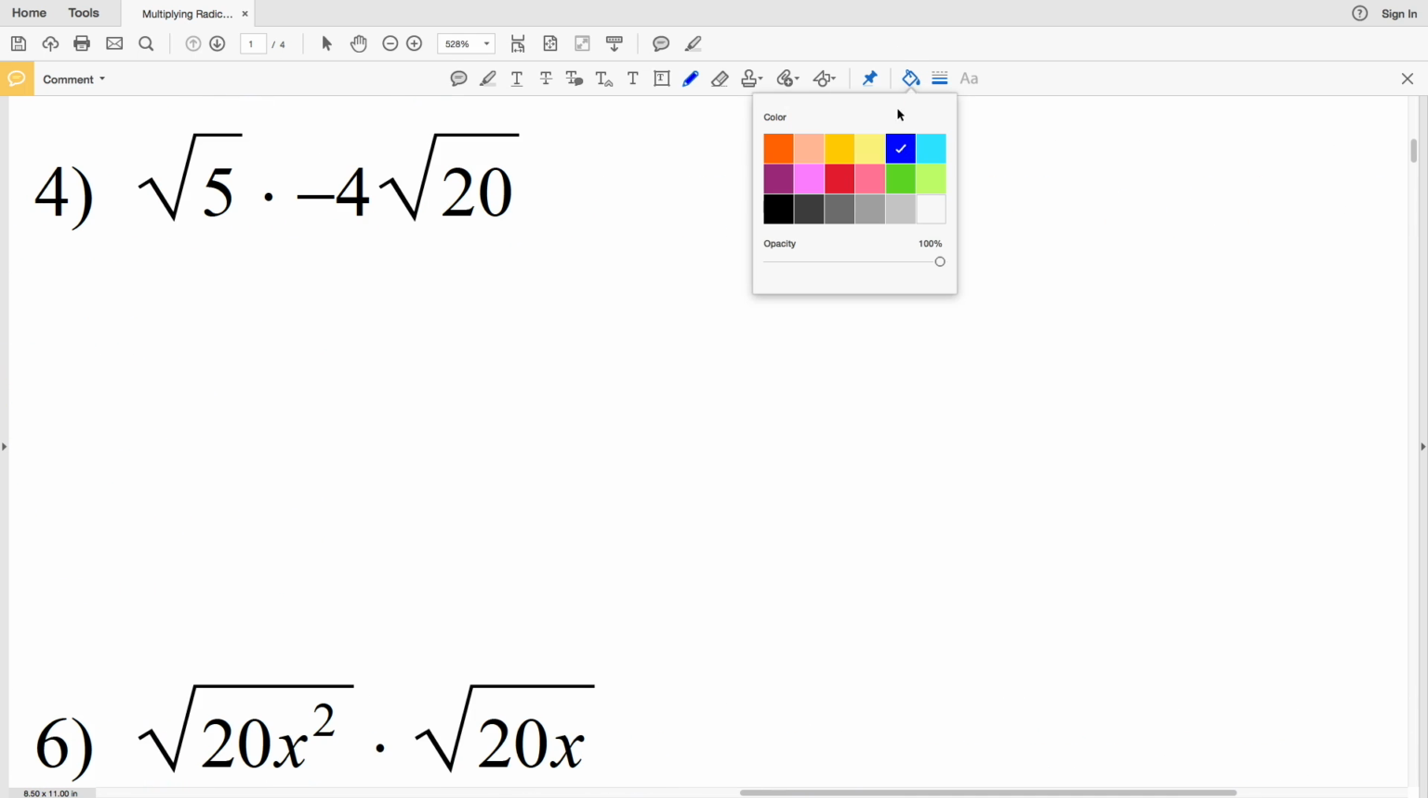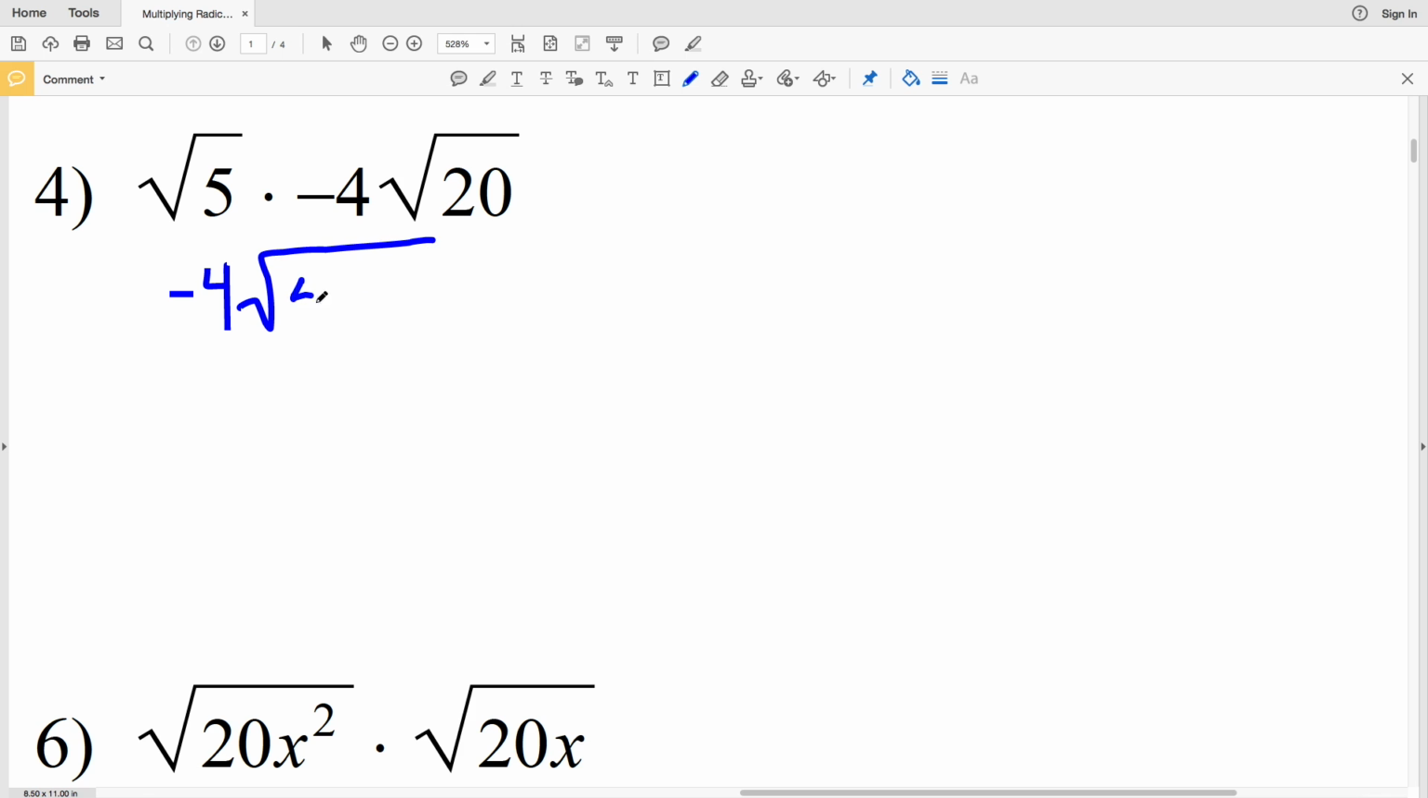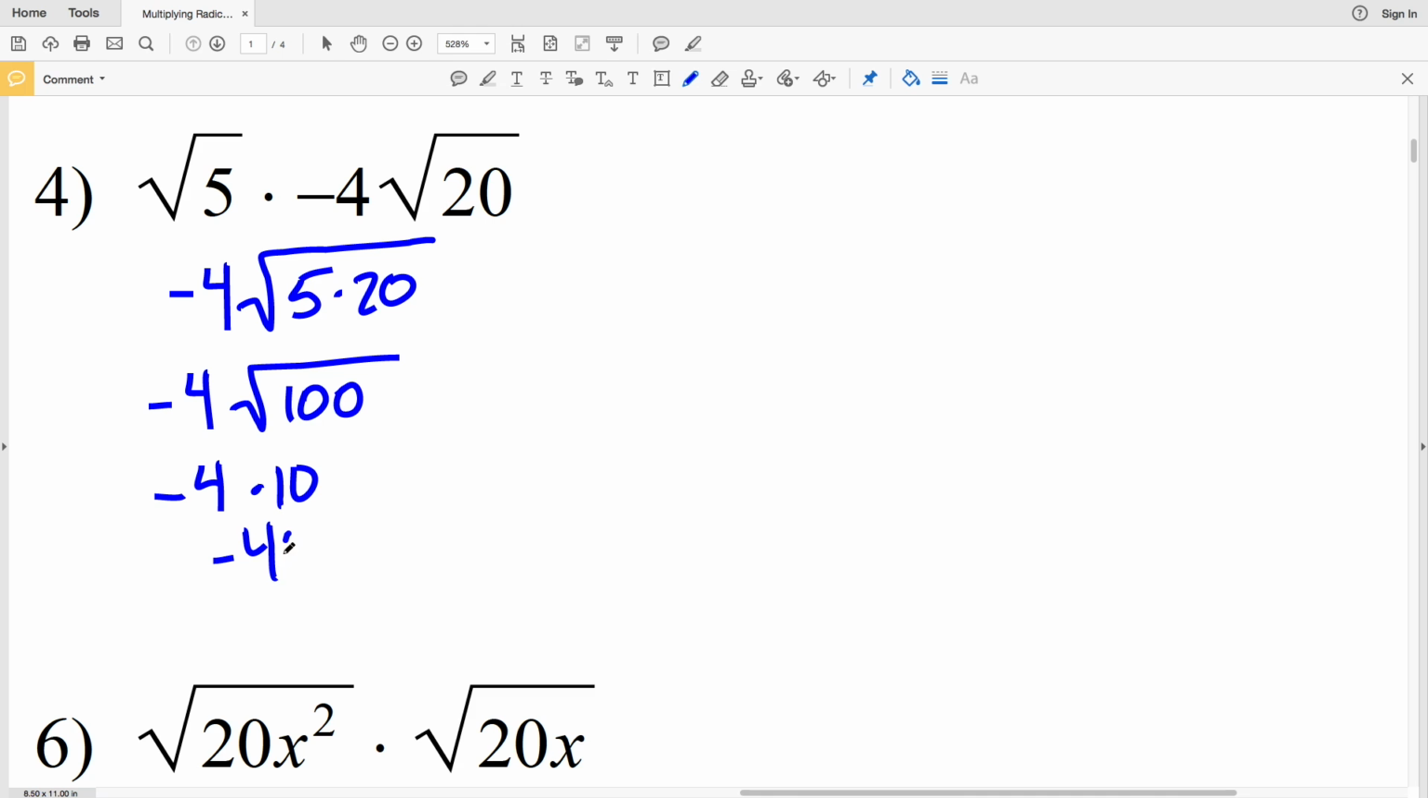In number 4, I'll multiply the square root of 5 by the square root of 20 and then by negative 4. So I'll have negative 4 times the square root of 5 times 20. Because they're both within a radical, I can multiply them within the same radical. So we'll have negative 4 times the square root of 5 times 20 is 100. And because 100 is a perfect square, I can simply take the square root of 100 and get a positive 10. So negative 4 times 10 will give me negative 40 for number 4. And again, that's because 100 is 10 squared. And when I take the square root of 10 squared, I get a positive 10.